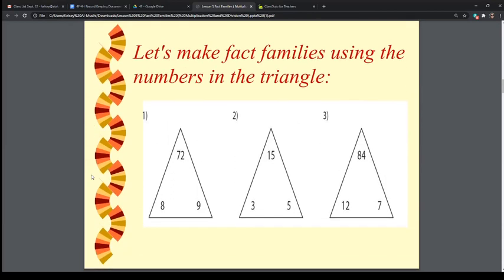Here's some practice. Let's make some fact families using the numbers we have here. Number 1, we have 8, 72, and 9. Number 2 is 3, 15, and 5. And number 3 is 12, 84, and 7.